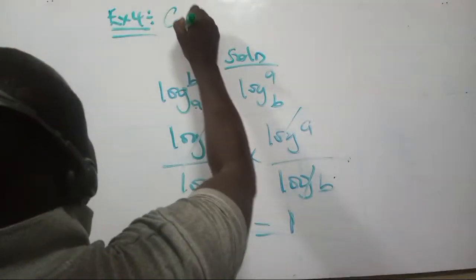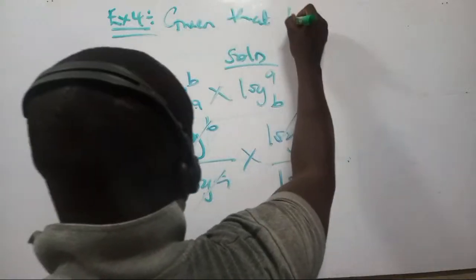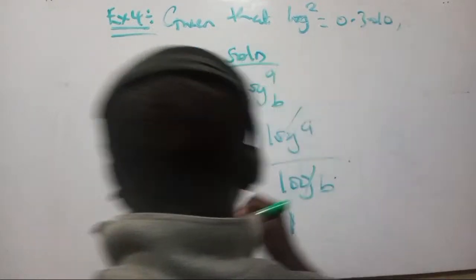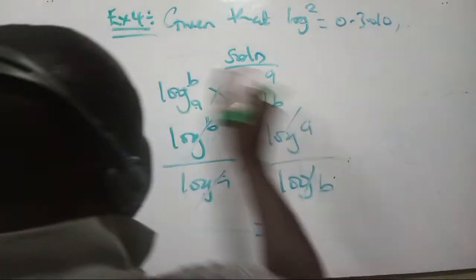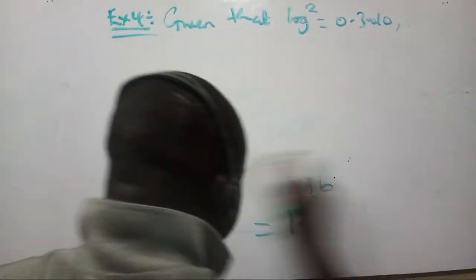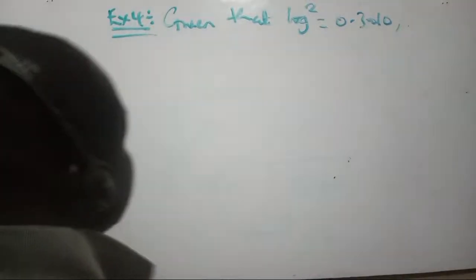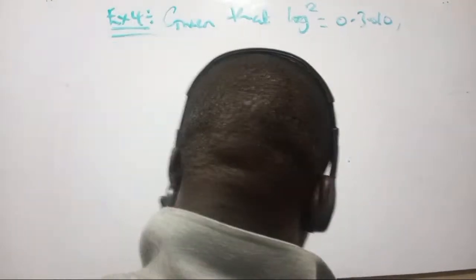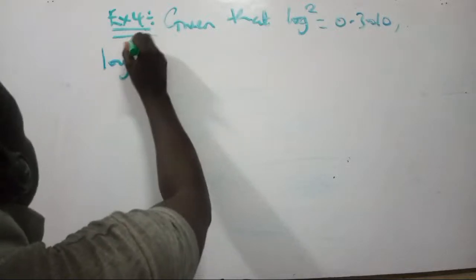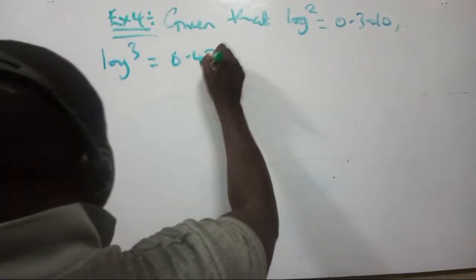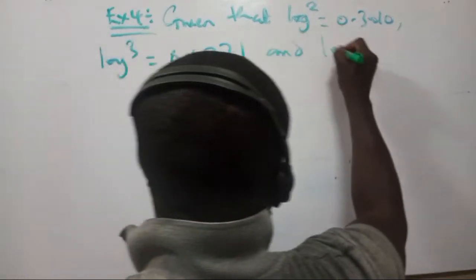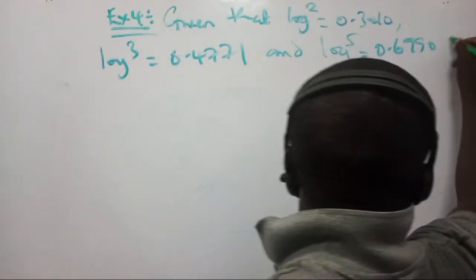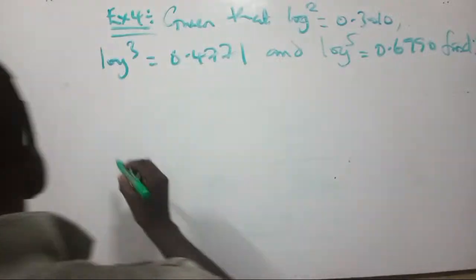In this case, we are given that log 2 is equal to 0.3010. As I've said earlier, if you are given the log without base, you assume the base to be base 10. So in this case, if you are given log 2 without base, the base here is base 10. So please, let's take note. And we are given log 3 to be equal to 0.4771. And we are given log 5 to be equal to 0.6990.